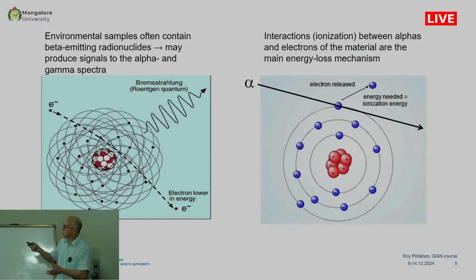Interactions, I mean ionization mainly, between alphas and electrons of the material are the main energy loss mechanisms. So it's alpha and electrons. Sometimes interactions happen with the nuclide, but not very often.